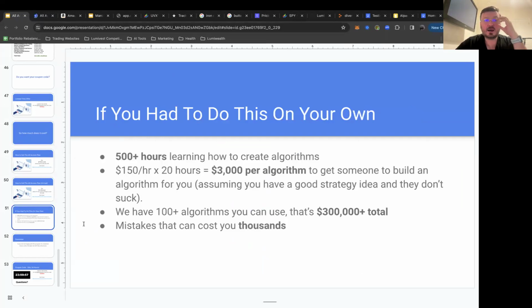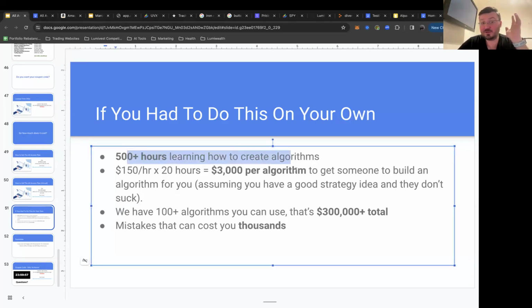Okay. So to say it a different way, if you had to do this on your own, what would it take for you to build this stuff? If you didn't go through our plan, you'd probably have to spend hundreds of hours learning how to create algorithms. Even if you are a coder, it still takes a long time to figure out how to do this sort of thing. It is quite complicated to not just write code, but to actually learn how to apply that to the finance world. How do you get data? How do you do all that sort of thing? And then once you've learned that, how do you actually make algorithms that make money? That's a really hard thing to do, right? So you'd probably spend hundreds of hours just learning how to do this stuff, right?